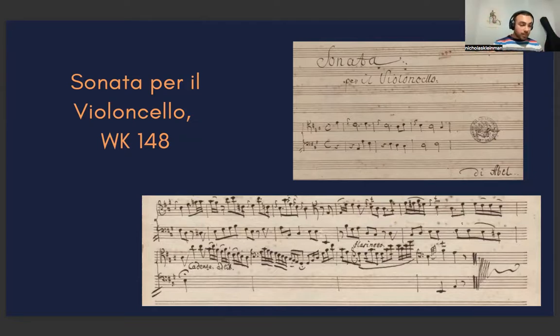This is from the second movement, an adagio, and the manuscript is available online in the Stadtbibliothek Berlin. If someone has trouble finding it, I have it as a PDF, and I'm happy to share it if you inquire or can find it online.